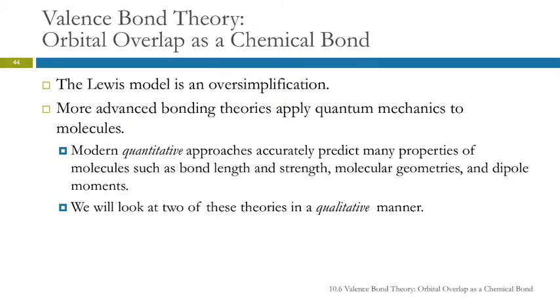More advanced theories apply quantum mechanics, so they're going to more accurately predict a lot of the properties of molecules that we observe: bond length, the strength of the bonds, the geometries, the dipole moments. It's going to explain some things that Lewis theory can't handle. We're going to look at two of these more advanced theories, valence bond theory and molecular orbital theory, in a qualitative manner. We're not going to do the calculations because that's very, very advanced and we don't need to. We just need to understand the overall idea of these theories.